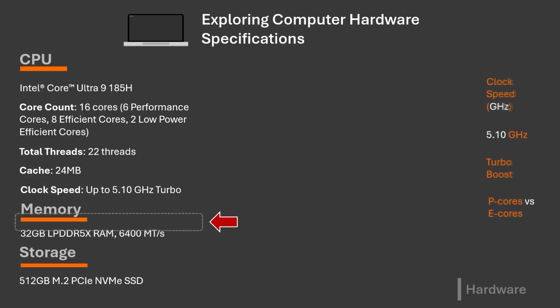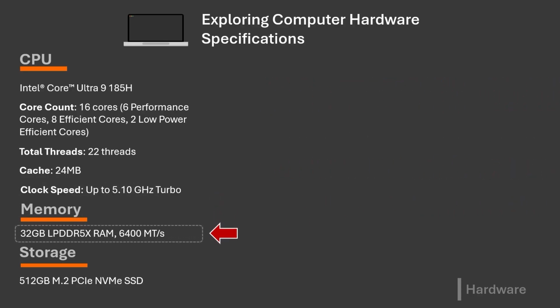Now let's break down the memory specs. The amount and speed of RAM directly impacts a computer's performance. More RAM allows a computer to handle more tasks simultaneously and run larger programs without slowing it down. This laptop comes with 32 gigs of RAM, which is excellent for multitasking and handling resource-heavy applications.